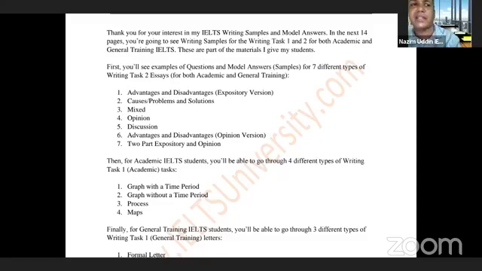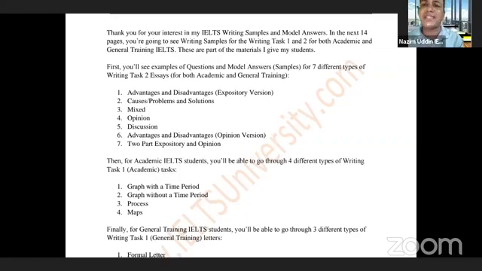Questions like discuss both views and give your opinion, or questions like to what extent do you agree or disagree. We will explain how to write this kind of essay. The essay we have to write in task 2 is at least 250 words. Time is 40 minutes. But you need to explain from your own knowledge and experience.